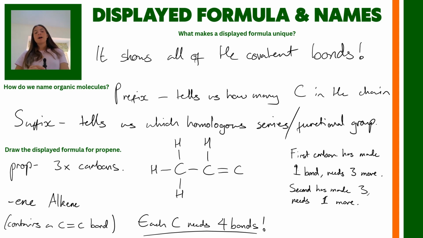And then finally, that one on the right already has 2 from that double covalent bond. So it needs 2 more. So I stick 2 more on there.